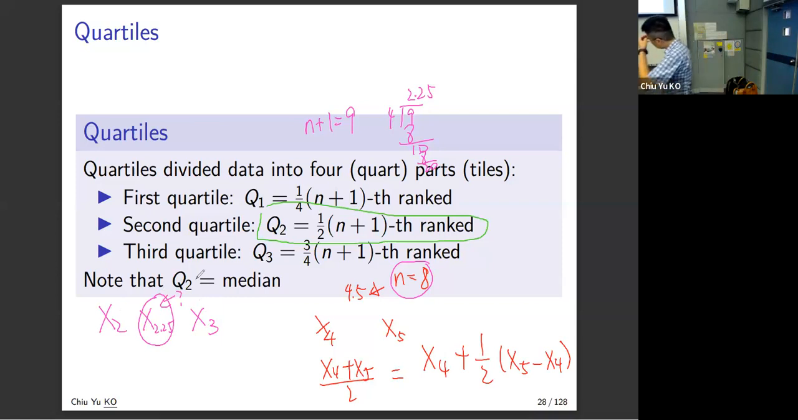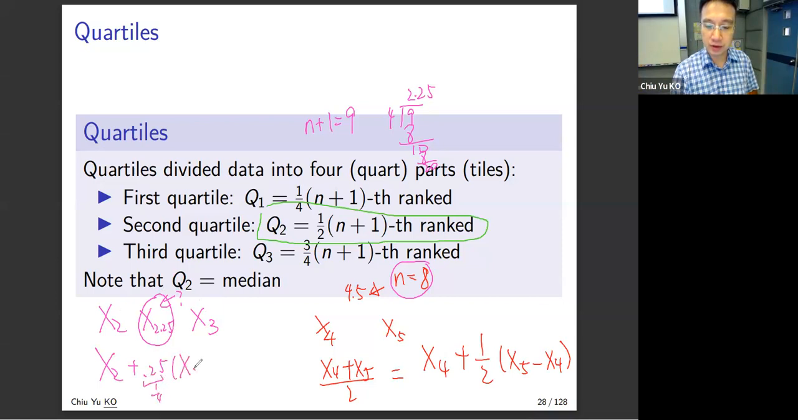It's very simple. The formula is the following. It's just x2 plus 0.25, or if you want, a quarter, times the distance between x3 and x2. Where's 2 and a quarter? It's just starting from x2 and going a quarter of the way of the distance between the two. Is that clear?